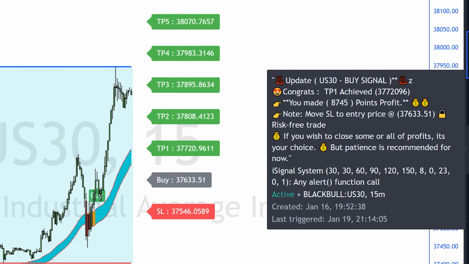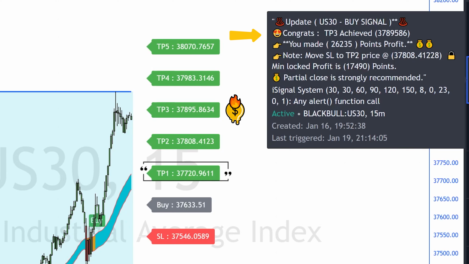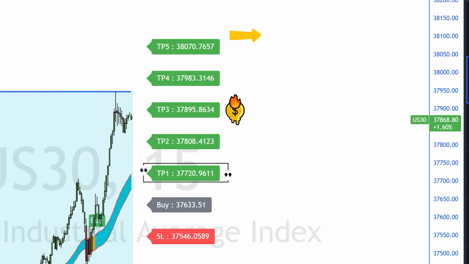Take profit one achieved. Take profit two achieved. Then about 45 minutes later, it sent you another alert. It says update the same signal. Congrats. Take profit three achieved at 37,800, which is this price you can see in the chart. Right there, guys, that's take profit three achieved at this price. So the price is displayed here, and the alert is gonna give you the price again. So it makes it really, really easy.